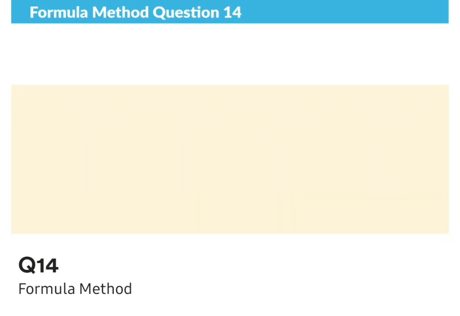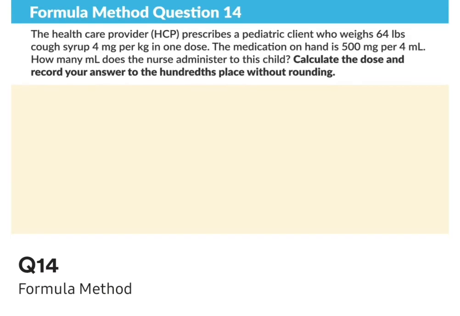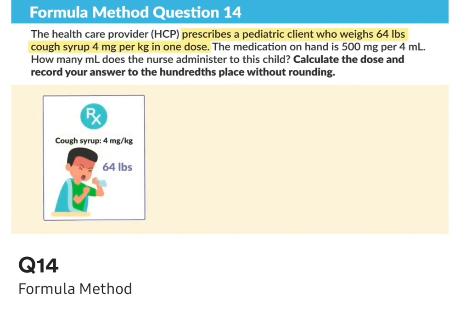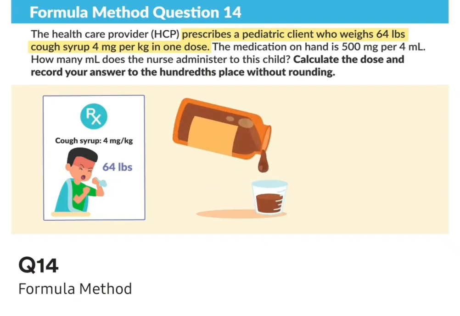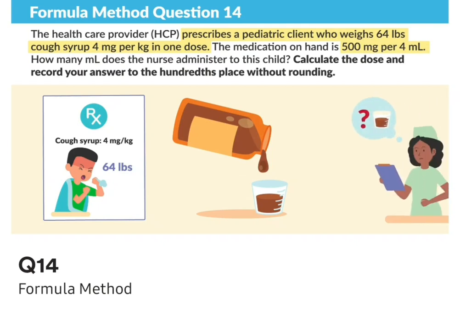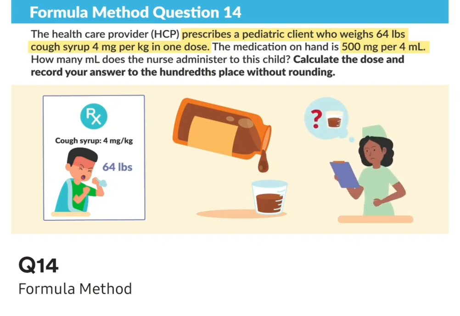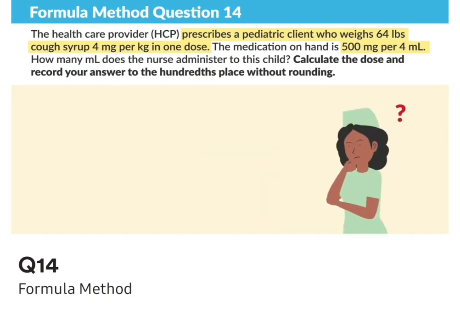All right, now moving on to question 14. The healthcare provider, HCP, prescribes a pediatric client who weighs 64 pounds cough syrup, 4 milligrams per kilogram in 1 dose. Now, the medication on hand is super complicated here. 500 milligrams per 4 mLs. Now, how many mLs does the nurse administer to the client? All right, so let's break this down. This question requires several steps to determine the final answer, which is mLs per dose.